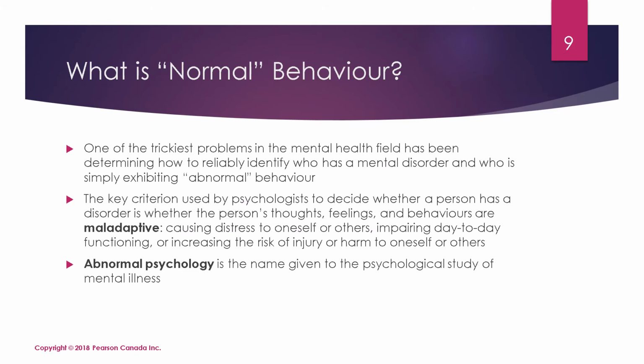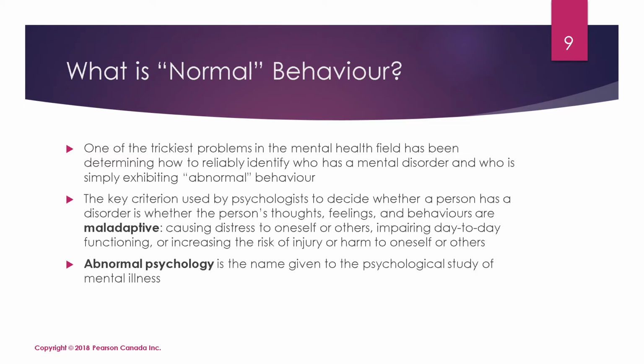One of the trickiest problems in the mental health field has been determining how to reliably identify who has a mental disorder and who is simply exhibiting abnormal behavior. The key criterion used by psychologists to decide whether a person has a disorder is whether the person's thoughts, feelings, and behaviors are maladaptive. Maladaptive essentially means they cause distress to oneself or others, they impair day-to-day functioning, or increase the risk of injury or harm to oneself or others.